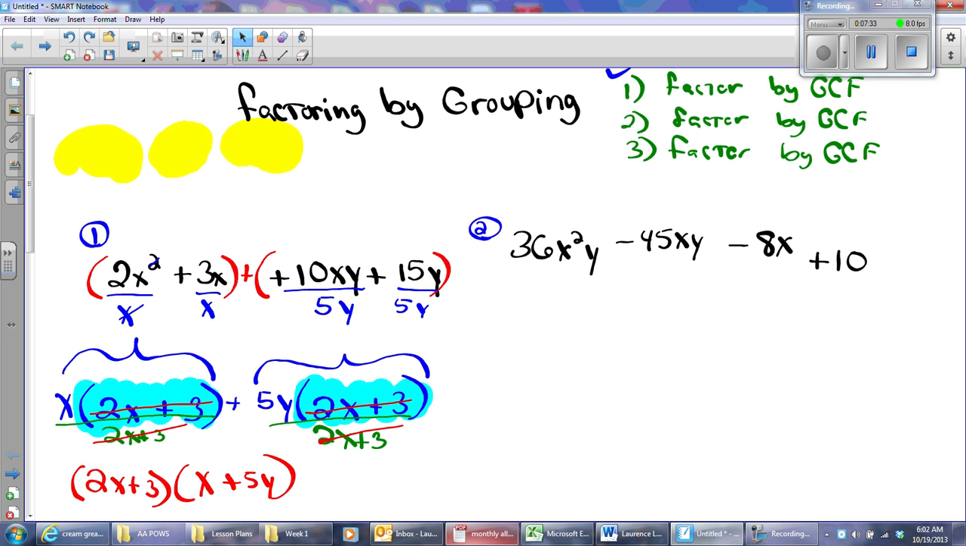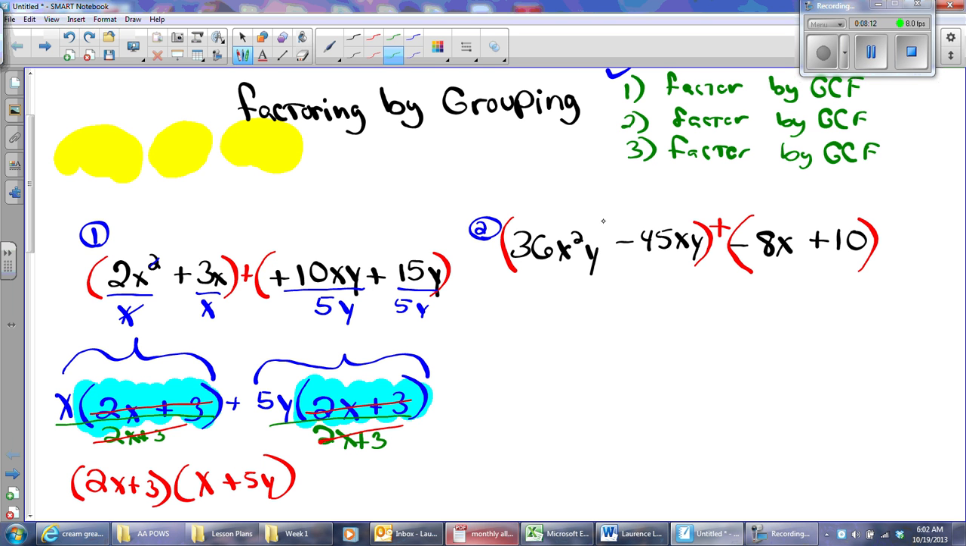Okay, so here's what we're going to do. I'm going to group these two together, 36x squared y and the negative 45xy. I'm going to group the negative 8x plus 10. And remember, grab the sign, but then between the quantities, I will stick a plus sign. I have to stick that plus sign in there. If you don't grab the sign, you're going to make mistakes, okay? If you don't grab the sign and the sign is subtraction, like on the 8, you're going to accidentally turn the problem into a distribution situation, which it is not, and that will thereby change your answer.